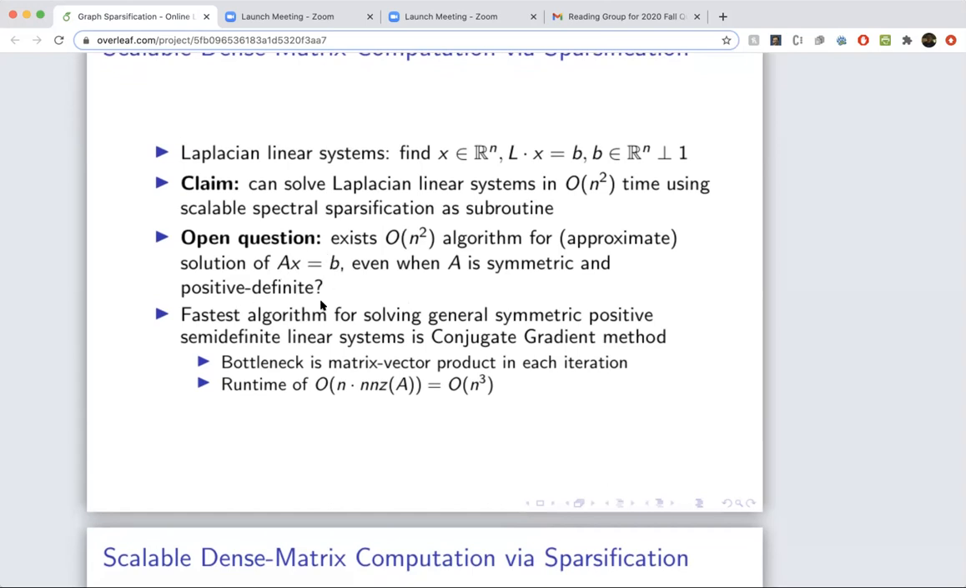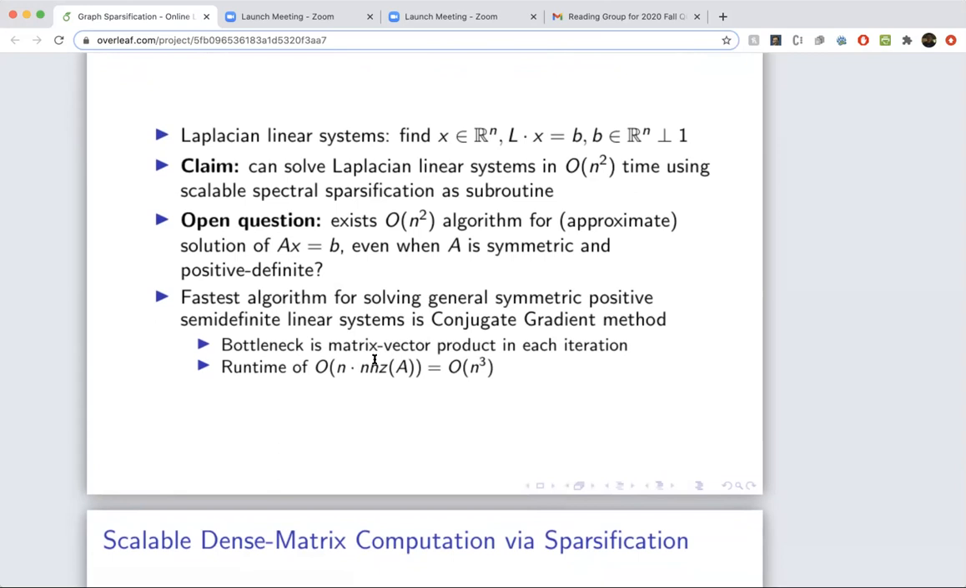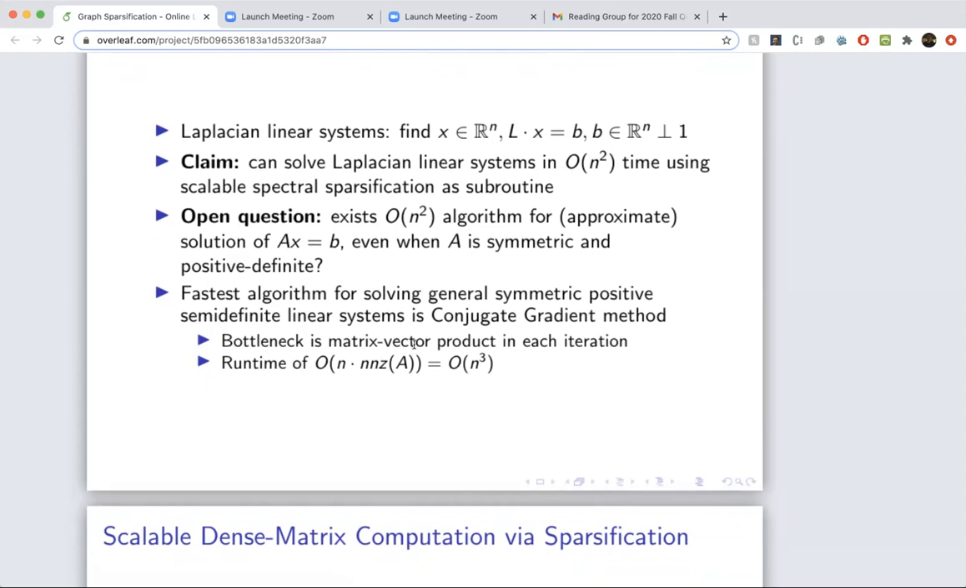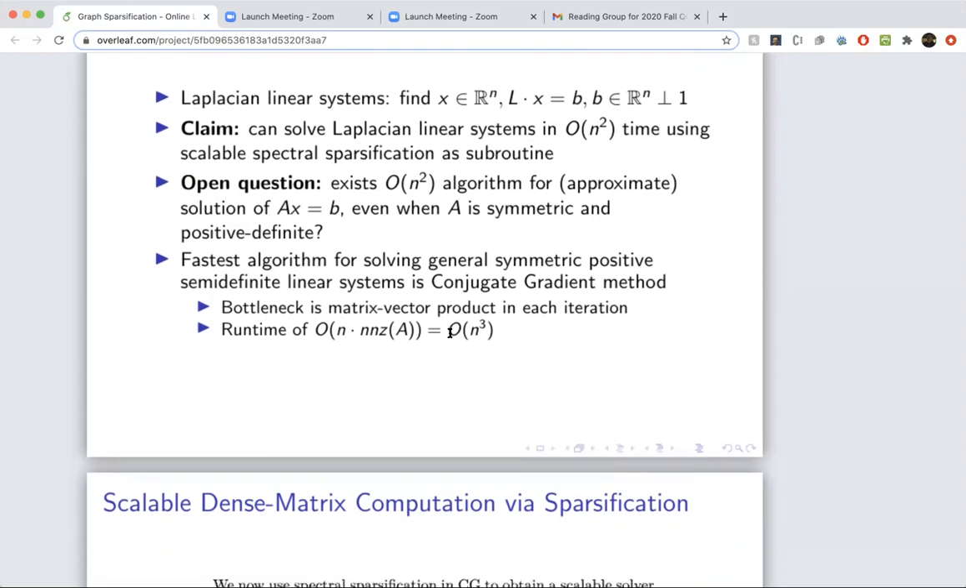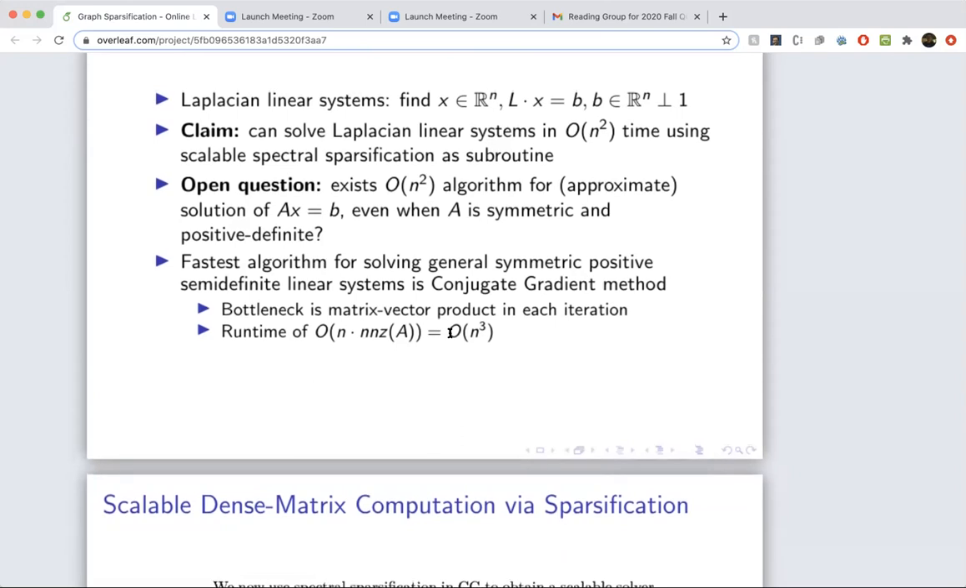So the fastest algorithm that exists for such a system is the conjugate gradient method. I have the pseudocode in a couple of slides, but it guarantees for symmetric positive definite matrices that with n iterations, you can converge upon a solution for x such that this system is satisfied. However, the bottleneck in the conjugate gradient method is the matrix-vector product in each iteration. N is the number of iterations, and the multiplication of matrix A with our current candidate x at every iteration is on the order of the number of non-zero entries in A, using the most efficient matrix multiplication algorithms. So this is going to be n squared, and we get a runtime of big O of n cubed for the whole conjugate gradient method.